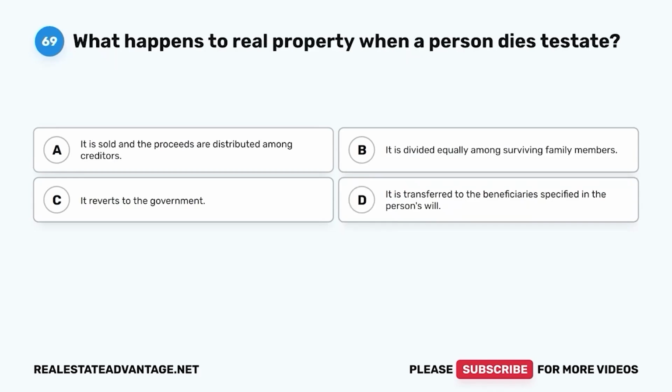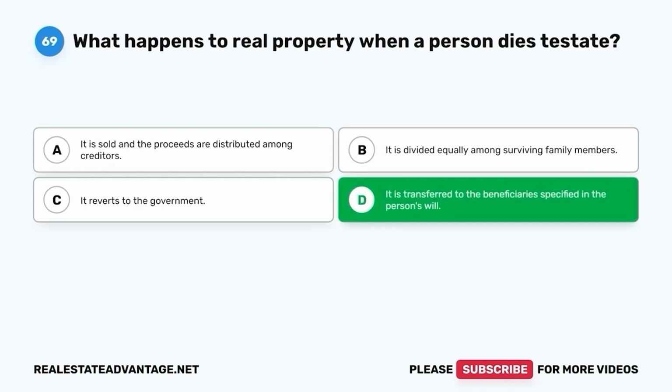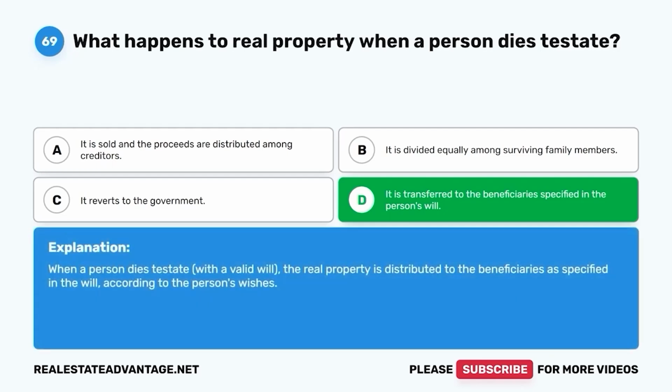Question 69. What happens to real property when a person dies testate? A. It is sold, and the proceeds are distributed among creditors. B. It is divided equally among surviving family members. C. It reverts to the government. D. It is transferred to the beneficiaries specified in the person's will. The correct answer is D. It is transferred to the beneficiaries specified in the person's will. When a person dies testate with a valid will, the real property is distributed to the beneficiaries as specified in the will according to the person's wishes.